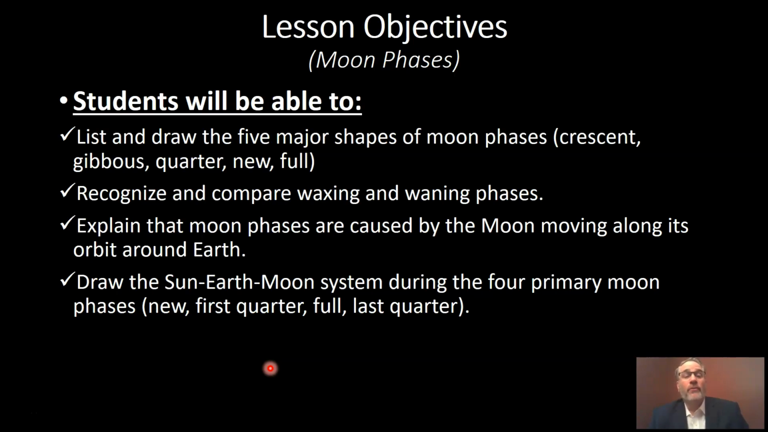I'll also need you to be able to recognize and compare waxing and waning phases. You're going to need to know the difference between those two words and be able to recognize them on a moon. I'll also ask you to be able to explain that the moon phases are caused by the moon moving. And finally, I will ask you to be able to draw the sun, earth, and moon system during the 4 primary moon phases: new, first, full, and last quarter.